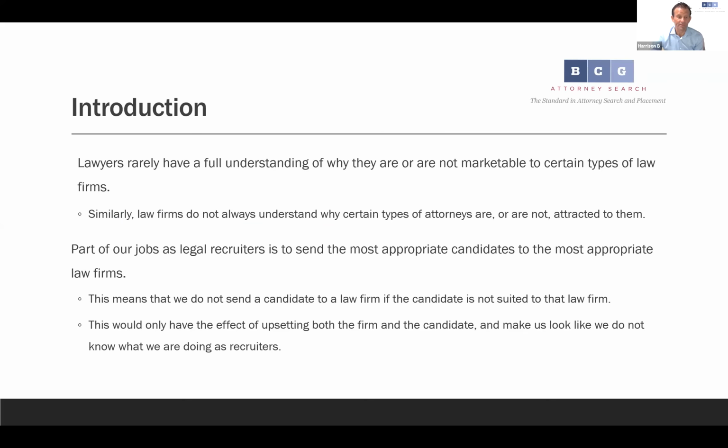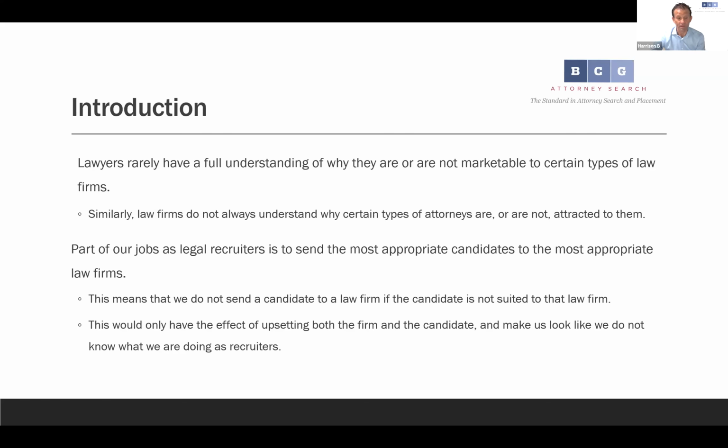A lot of attorneys don't understand why they're not marketable to certain types of firms. At the same time, law firms often don't understand why they can't attract certain types of attorneys. This presentation is going to track why certain types of law firms are attracted to certain types of attorneys, and also how that whole process works.